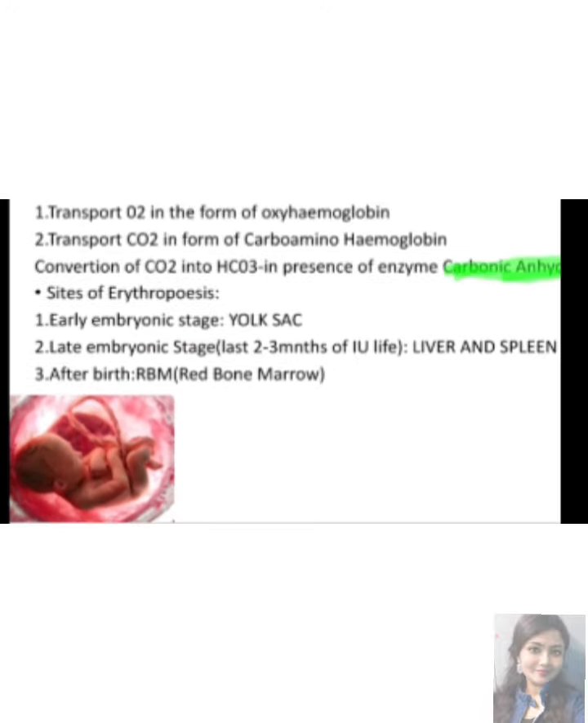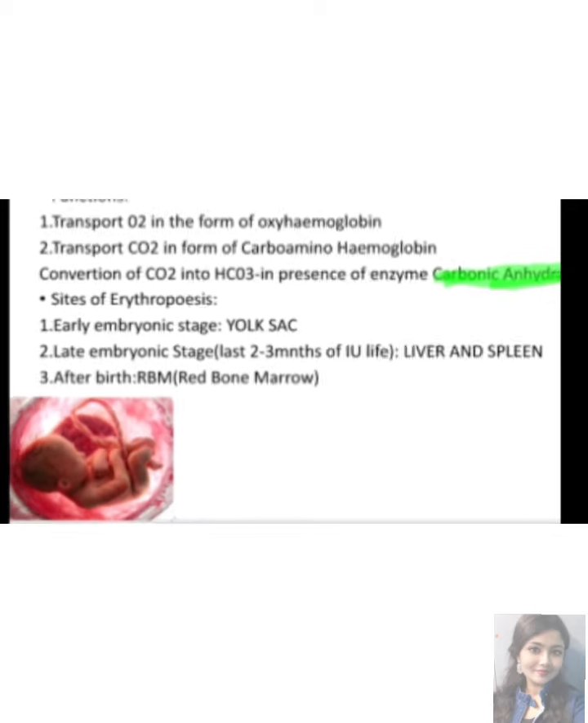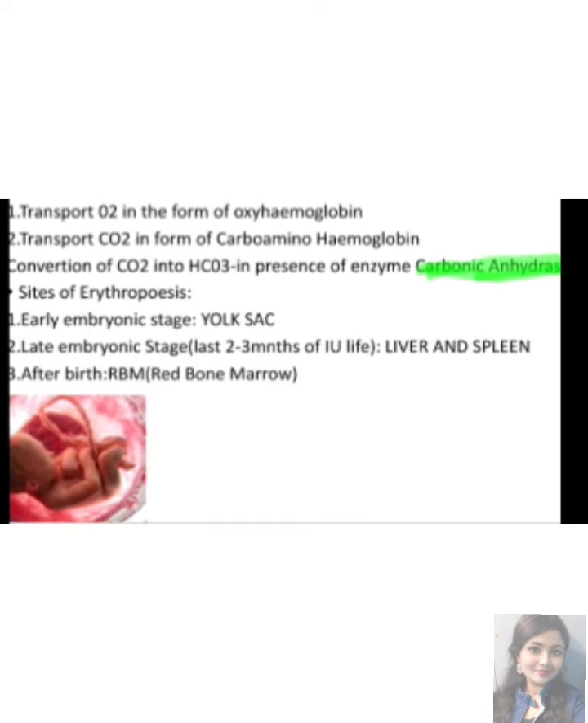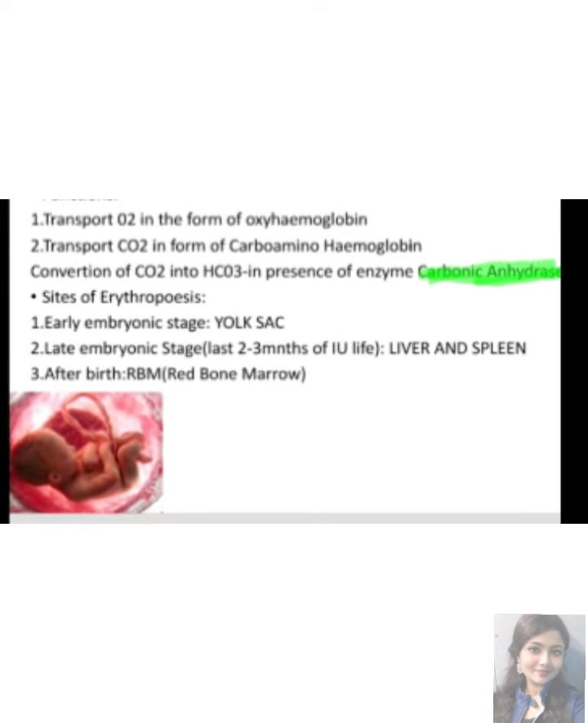Now we will discuss the most important point, what are the sites of erythropoiesis or the formation of RBC. During the early embryonic stage, the site of erythropoiesis is the yolk sac. During the late embryonic stage, I mean the last 2 to 3 months of intrauterine life, it occurs in the liver and spleen. And after birth, the site of erythropoiesis, as I have discussed, is the red bone marrow. Again, I will say remember it's red bone marrow, not just bone marrow, because in the body we have two types of bone marrow, red bone marrow and yellow bone marrow. So it's RBM, and YBM functions in special cases.